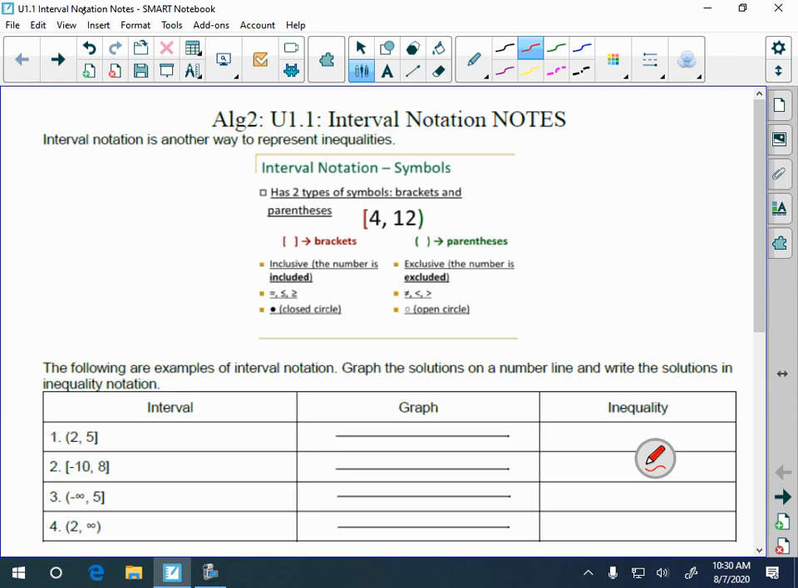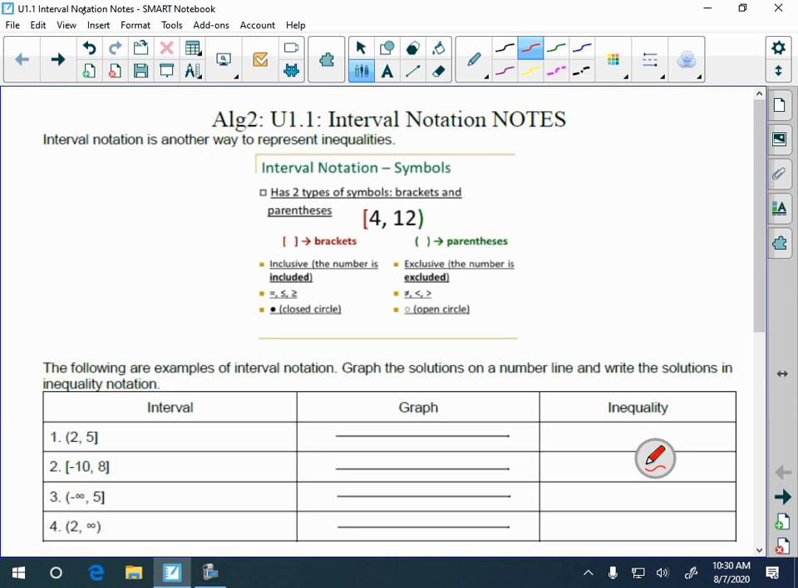We're going to start Unit 1.1. We're going to look at interval notation. This is going to be the beginning of the semester and lay the groundwork for talking about domain and range and how we can write the answers out for that. Interval notation and inequality notation are just two different ways of writing answers or solutions. We want to remember the way to write it and the different symbols that are used.